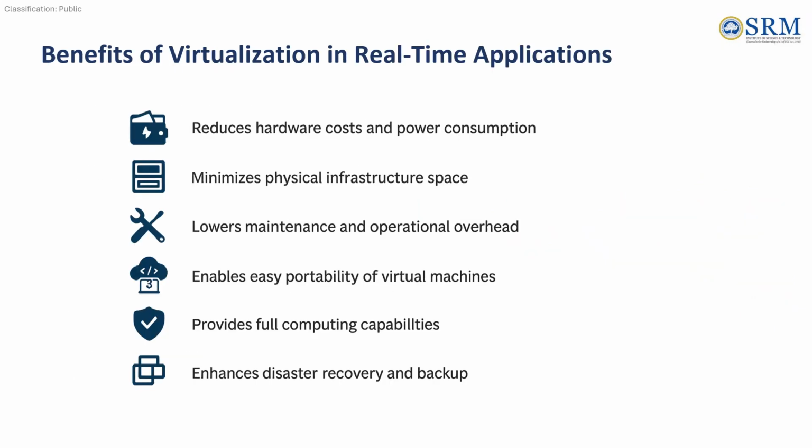This slide explains the importance of virtualization in real-time applications. In modern computing environments, organizations need systems that are flexible, scalable, and efficient. Virtualization helps achieve this by allowing multiple virtual systems to run on a single physical server. It reduces hardware usage, lowers infrastructure cost, improves resource utilization, and makes system management easier. It also supports quick deployment, easier maintenance, and better reliability in real-time applications. For businesses and cloud service providers, virtualization plays a major role in improving performance while reducing operational complexity.